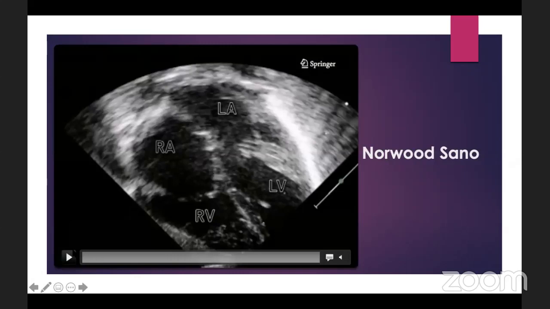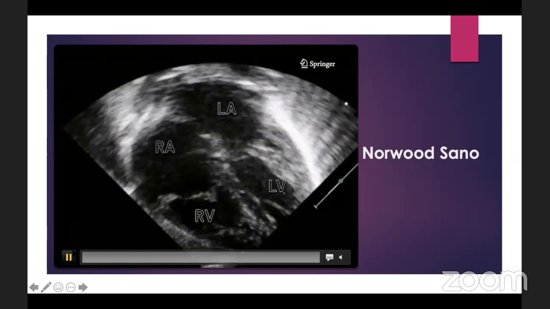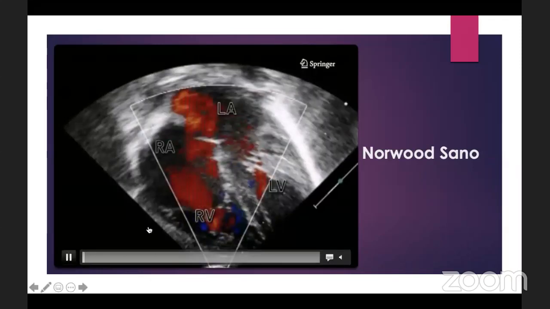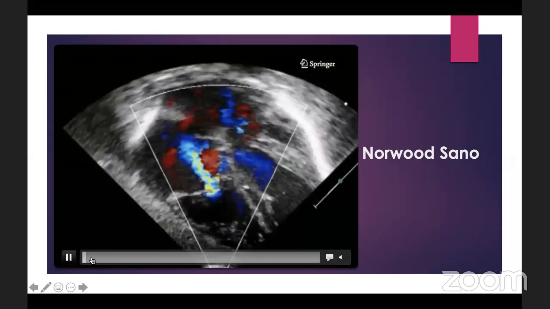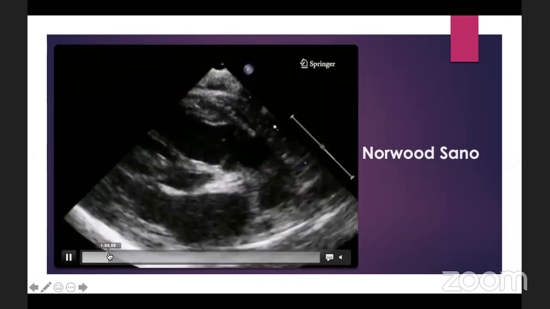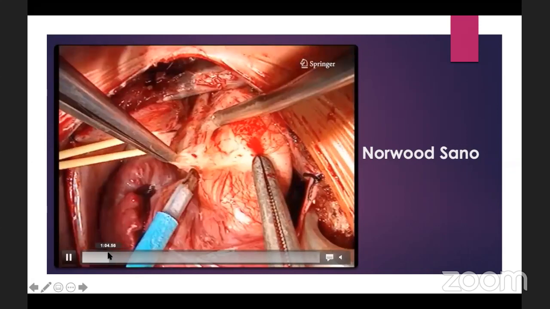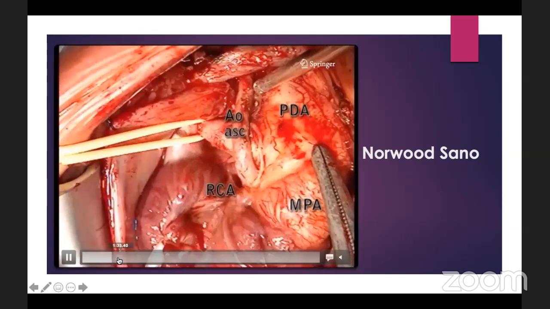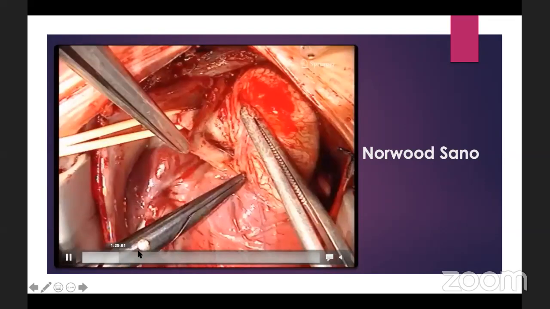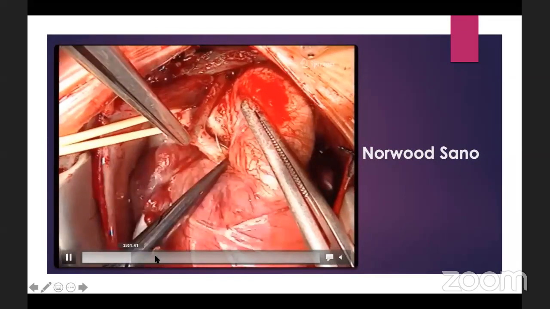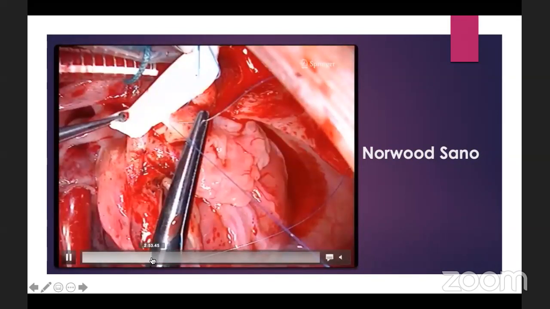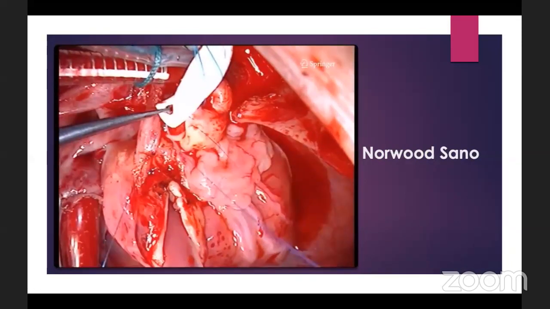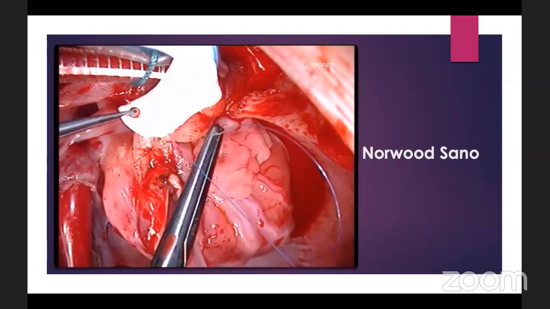The Norwood Sano, I'm just going to show you the Sano component, where pulmonary blood supply is provided by RV to PA continuity. Again, it's a hypoplastic left heart. You can see the ascending aorta is tiny. Branch pulmonary arteries are controlled. This is, I believe, the Sano part.